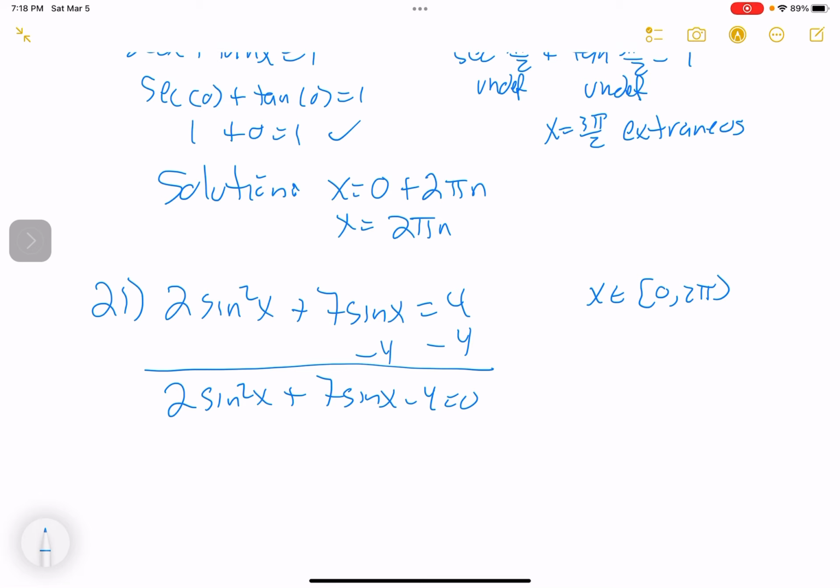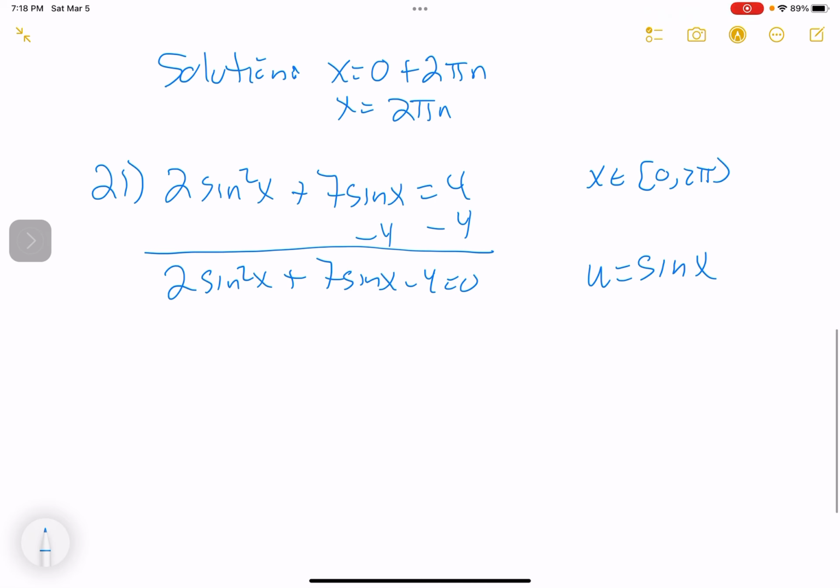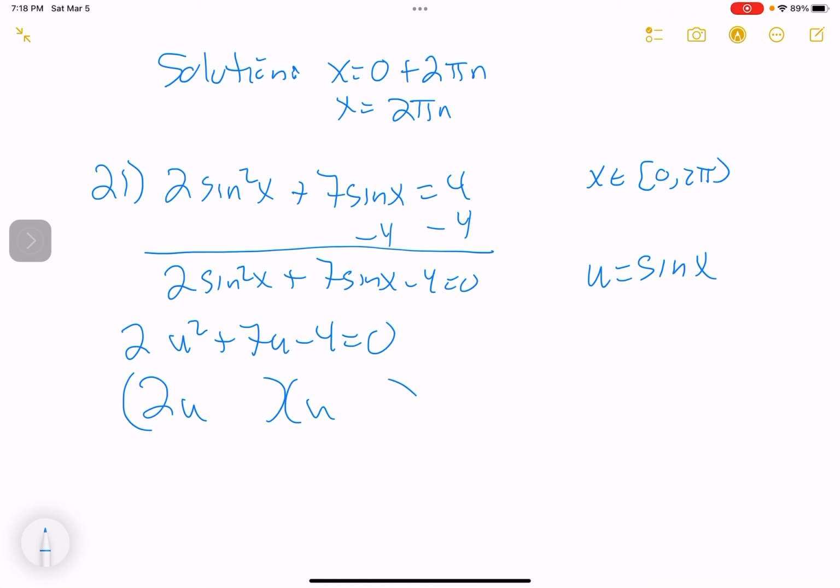One way to help see this better is to make a u substitution. For this case, I do u equals sine x. In mathematics, u is a common variable we use for substituting expressions. So we have 2u squared plus 7u minus 4 equals 0. And that would factor to be 2u and a u. Let's see, it's going to be a plus 4 here and a minus 1 is what I come up with. Looks like that's going to work.